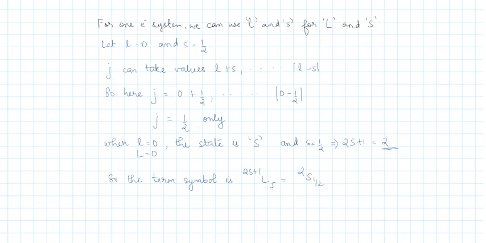Now, when L equal to 0, capital L is also 0, and the state is represented with capital letter S. And when S is half, 2S plus 1 becomes 2. So the state is represented as 2S half. For the state S, this is how we represent it: 2S half.